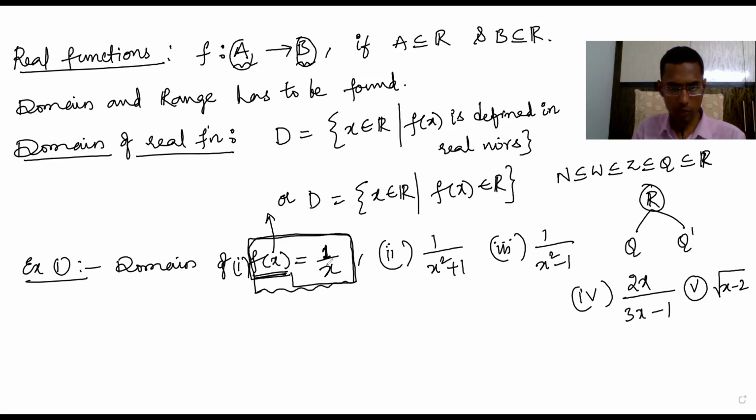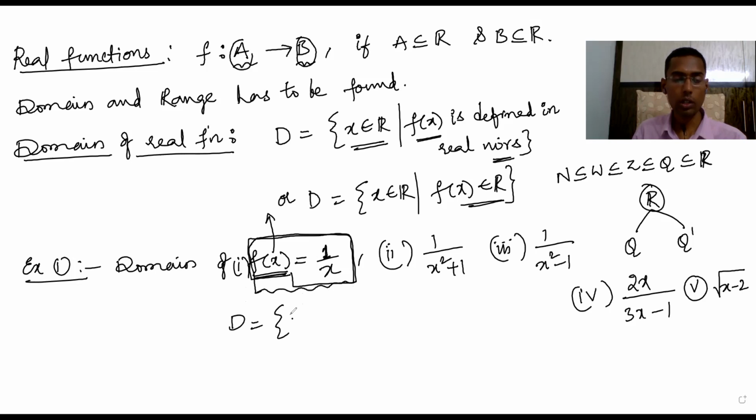Now here the function is f of x equal to 1 by x. Now what is the domain? The domain means the set of all those real numbers for which f of x is defined in real numbers. Defined in real numbers means f of x is also real. Here f of x is not defined when x is equal to 0. Very simple. When x equal to 0, it's not defined. So now for the first question, what is the domain? Minus infinity to 0 and 0 to infinity.